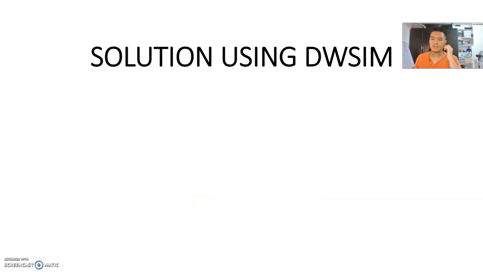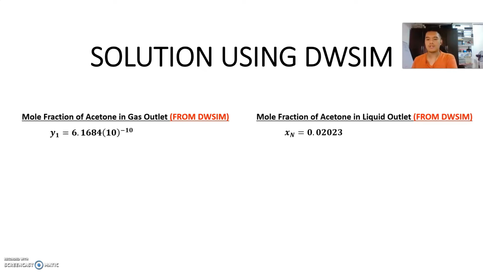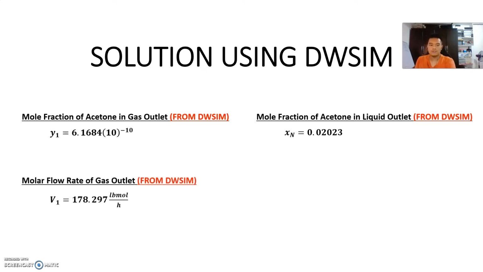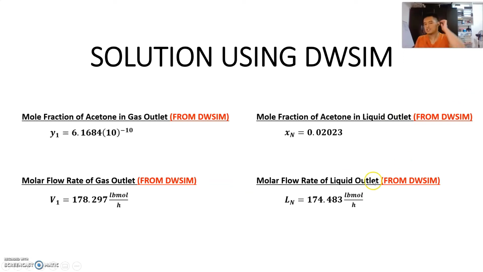Moving forward, gathering the data from the DWSIM, which is this one, 6.1684 times 10 to the negative 10 gas outlet mole fraction of acetone, and the mole fraction of acetone liquid outlet is 0.02023, molar flow of gas outlet is 178.297, and molar flow rate of liquid outlet is 174.483. So how do we know if these answers are actually true? Well, we need to use some certain hand calculations.